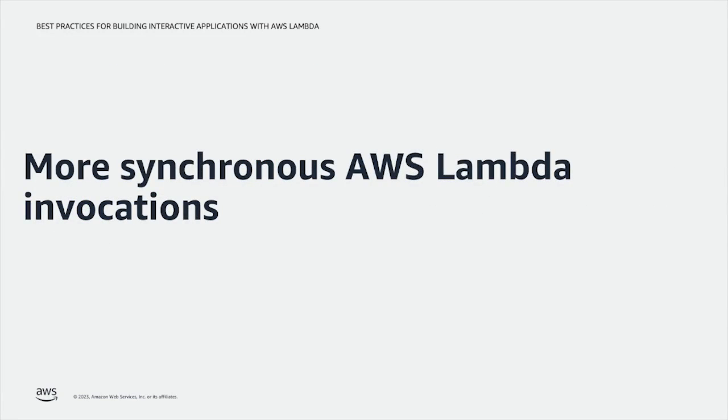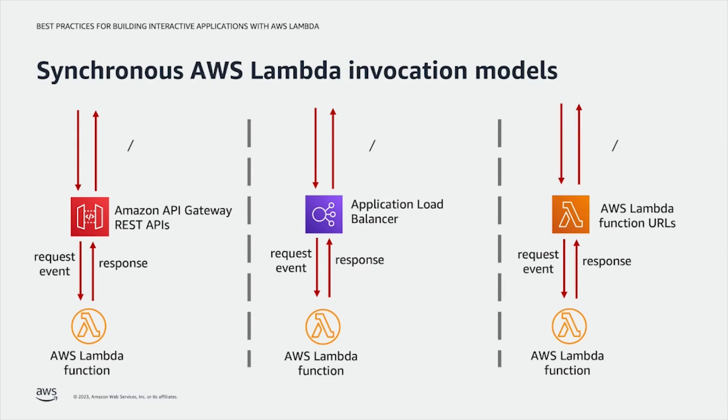Now, I don't want to leave out other synchronous ways of invoking your Lambda functions. They still absolutely have value. So let's have a look at other ways that I can access that business logic synchronously to create interactive Lambda-based applications. So the first one I want to look at is Amazon API Gateway. So this is using REST APIs. The next is Application Load Balancer, and I want to compare them a little bit to function URLs.